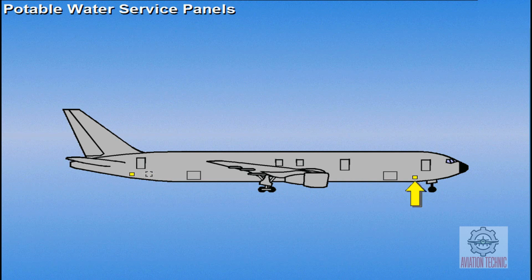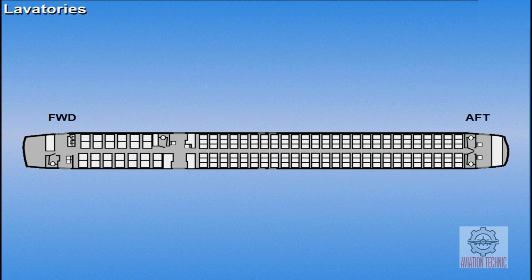The forward panel is located below and aft of the forward service door, and the aft panel is located near the bottom center line of the fuselage, below the aft service door. The 757 is equipped with 4 conventional lavatories. Each lavatory has an independent toilet waste system.